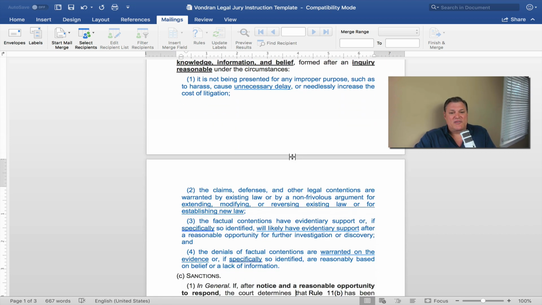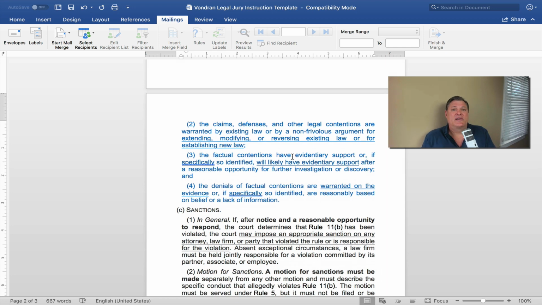Two, by certifying, you are representing to the court that the claims, defenses, and other legal contentions are warranted by existing law or by a non-frivolous argument for extending, modifying, or reversing existing law or for establishing new law. So this is really important. This is a little hidden area that most people aren't aware of. For example, somebody may say, well, it's frivolous to file that motion. That's not the law.